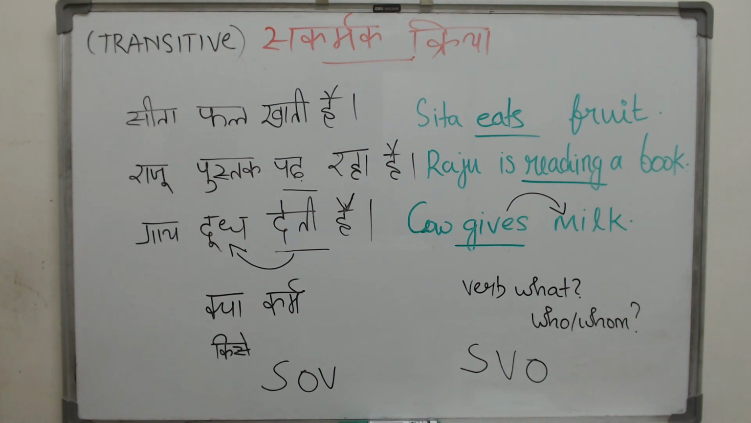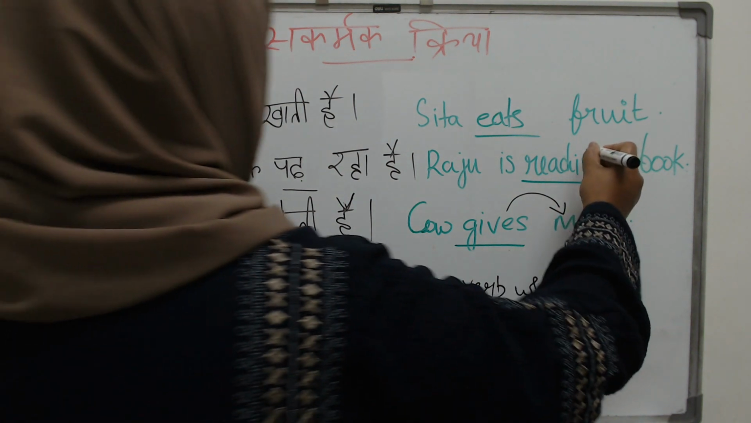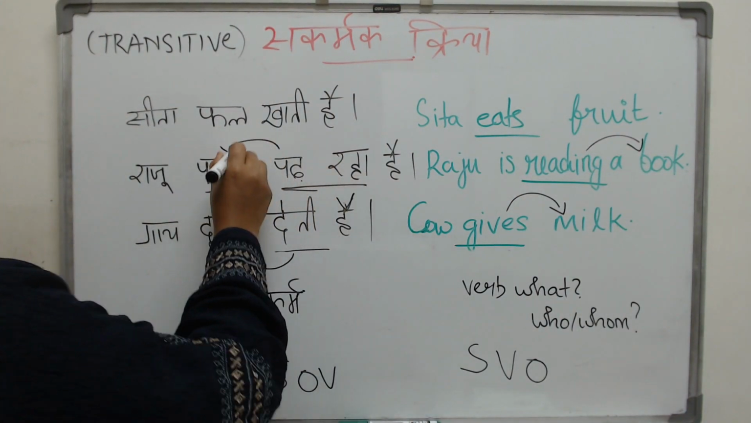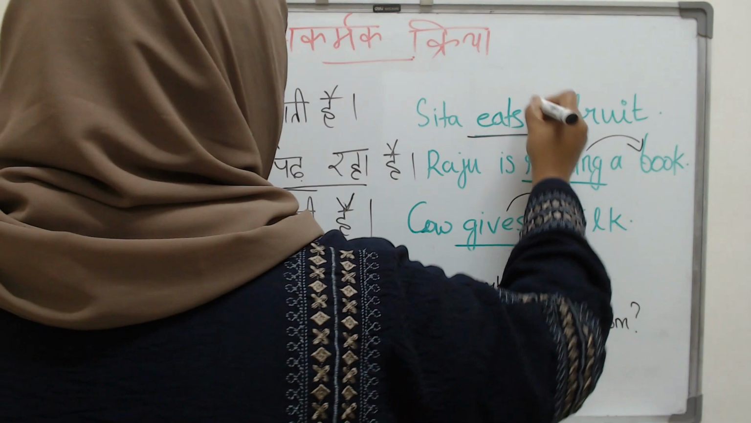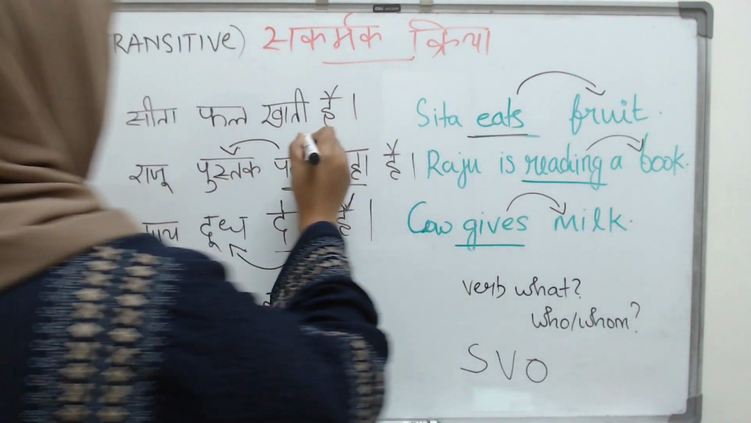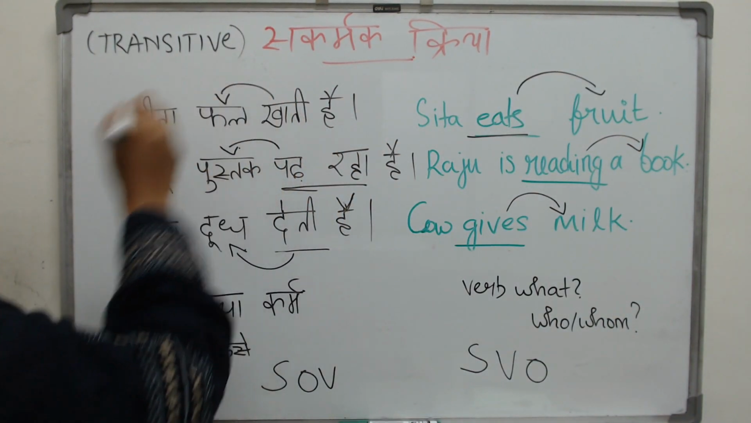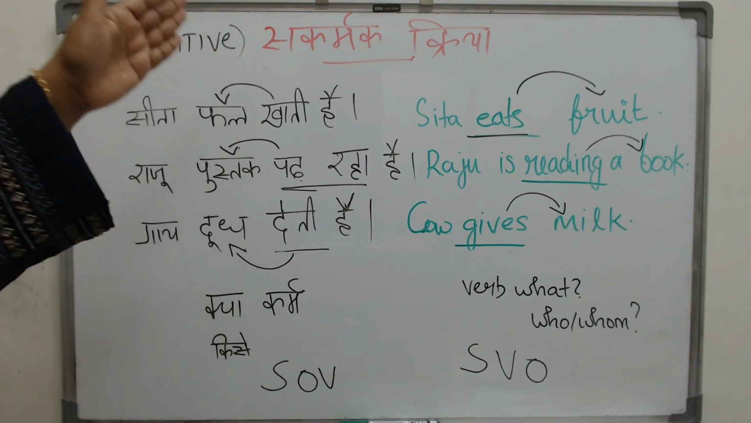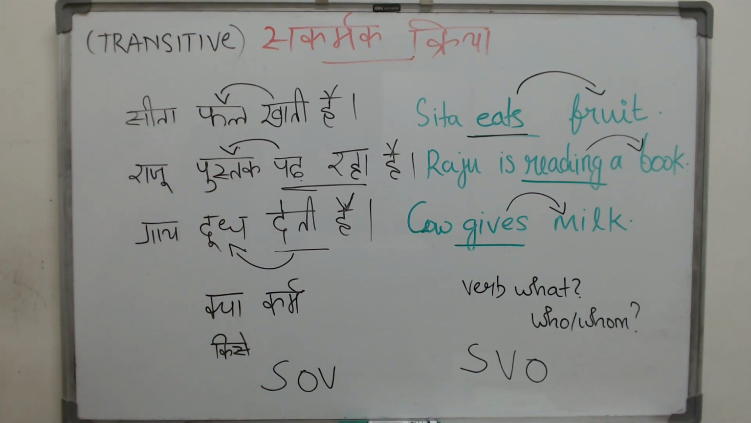Now shall we examine these sentences? Reading what? Reading a book. Kya padh raha hai? Pustak padh raha hai. Eats what? Eats a fruit. Kya khati hai? Phal khati hai. So now what do you notice about all of this? All of them have an object. Now these are transitive verbs.